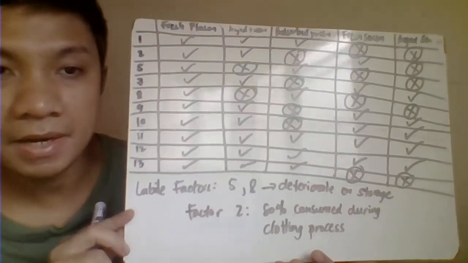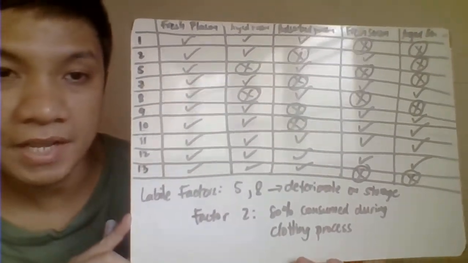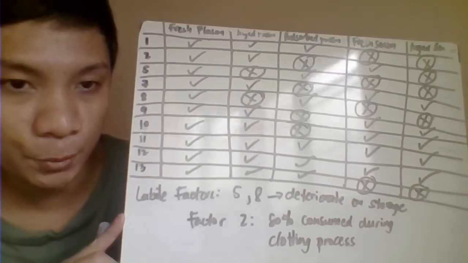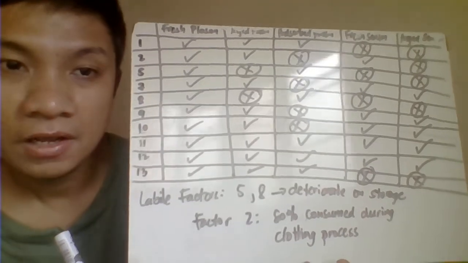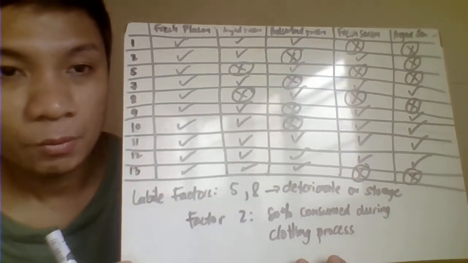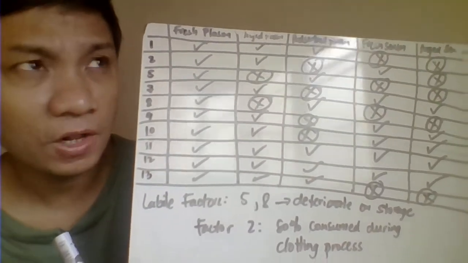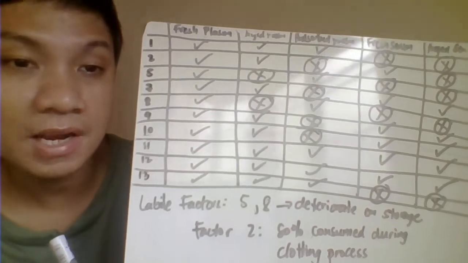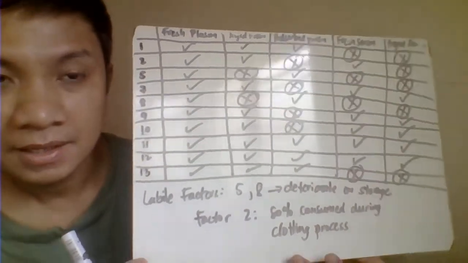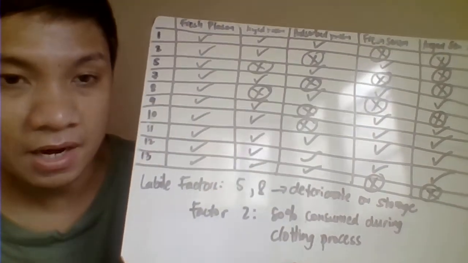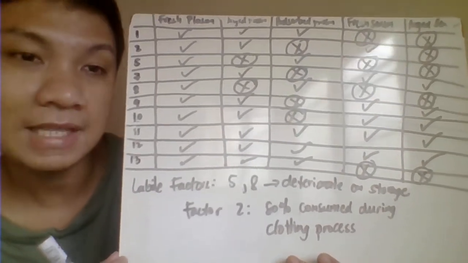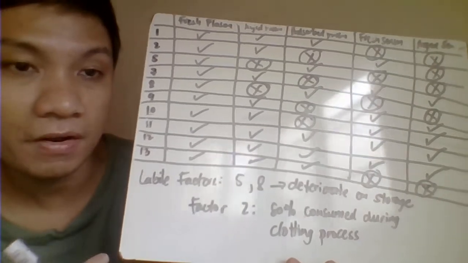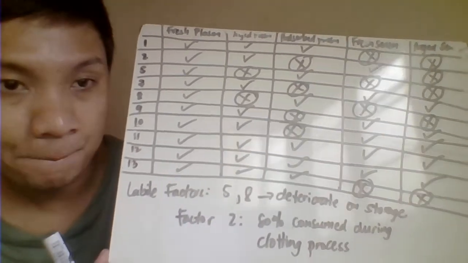Okay, we have here the summary of the different classification of coagulation factors according to their group. So we have here your fresh plasma. Basically, all the coagulation factors could be found here in our fresh plasma. That's why if the patient has multiple coagulation factor deficiencies, ang binibigay natin na gamot for that is in the form of fresh frozen plasma.